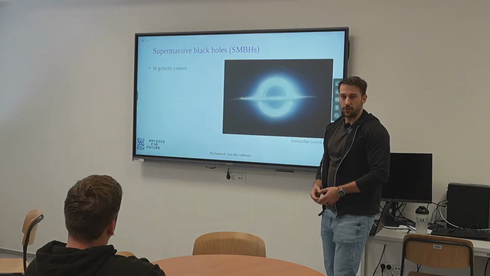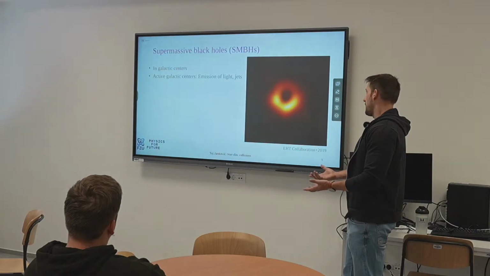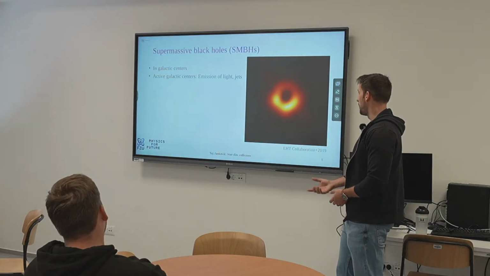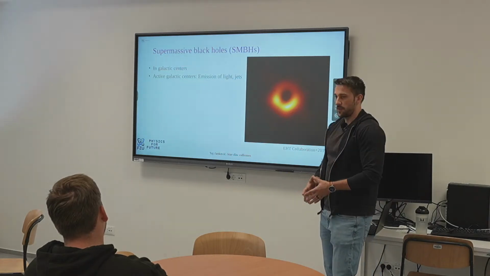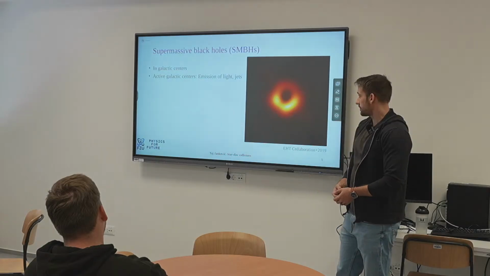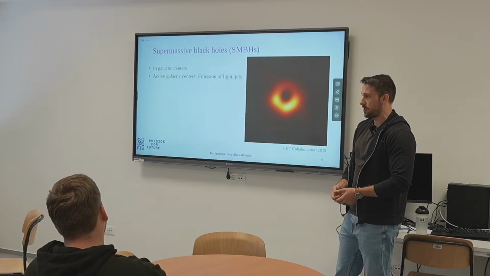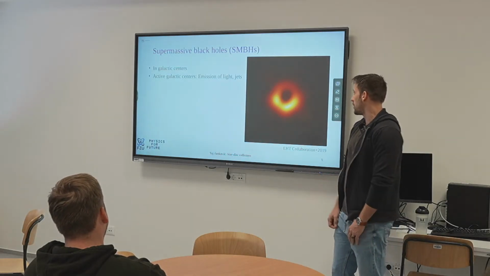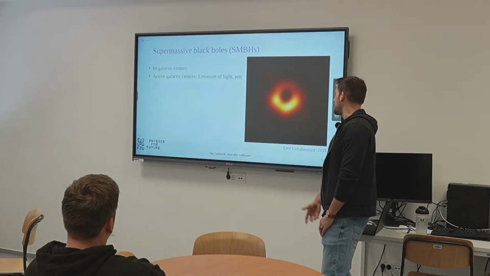These black holes are located in galactic centers, and they play an important role in the formation and evolution of galaxies. We can actually classify them into active and inactive black holes or galactic centers. Basically the difference is that the active supermassive black holes, or active galactic centers, have a source of light near them for a long period of time, and this allows us to study them.